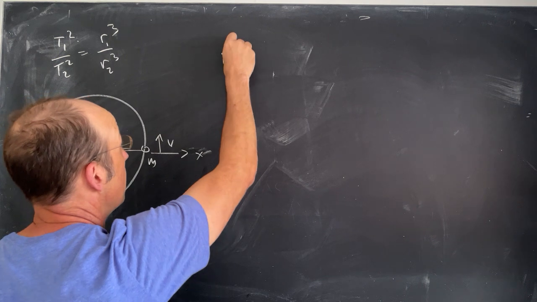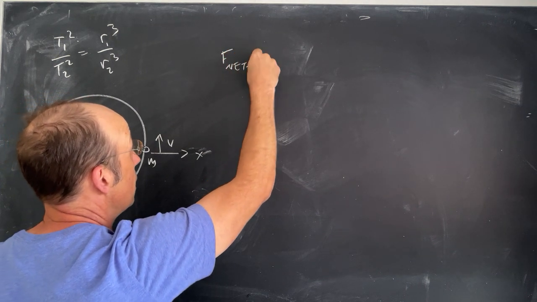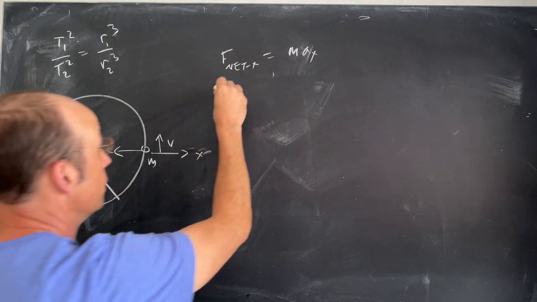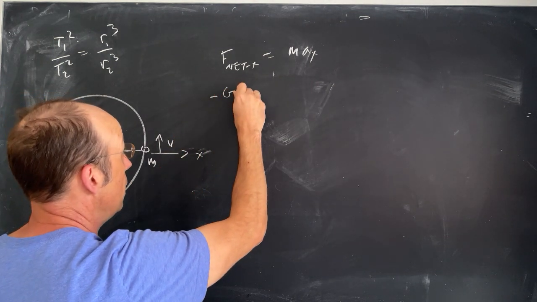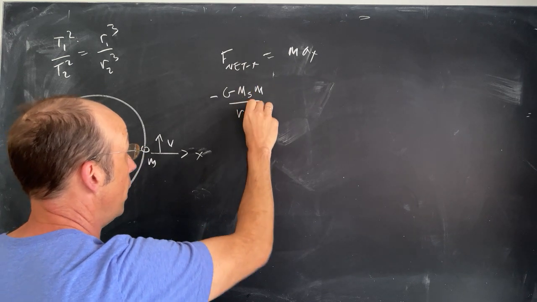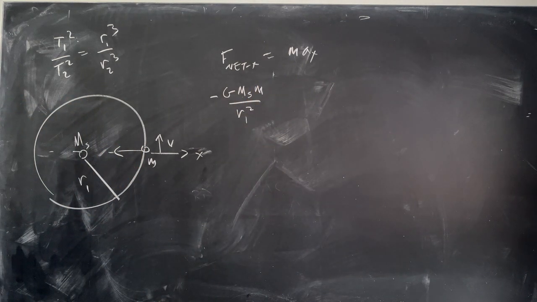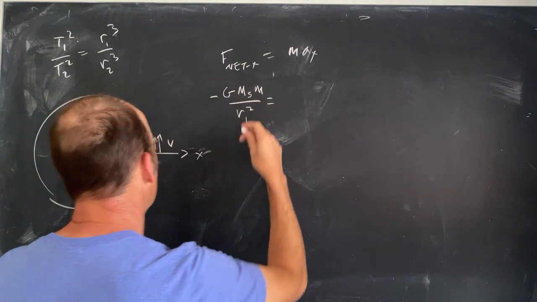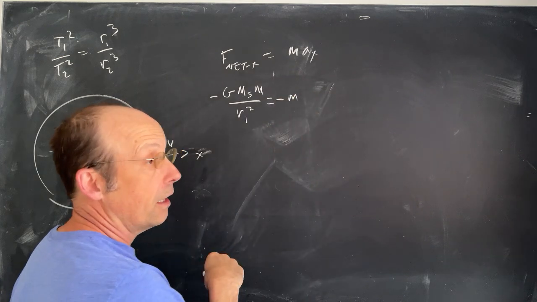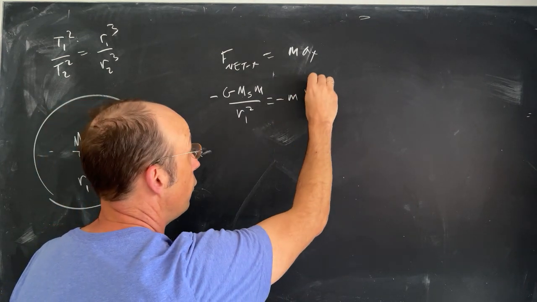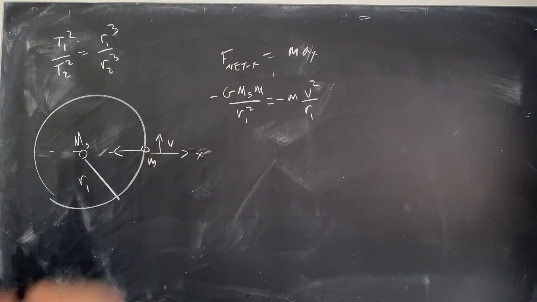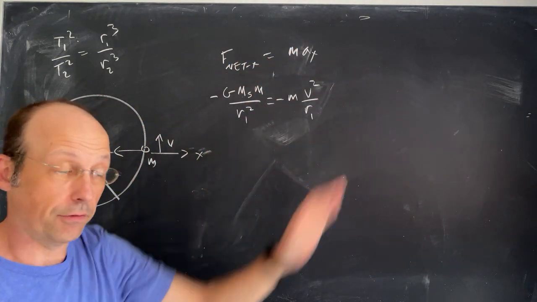So I can say this, F net x equals m a x, right? And then the net force is going to be negative G, mass of the sun, mass of the planet, over r1 squared. That's the gravitational force. I have to use the full gravitational force. And that's equal to the acceleration, which is also in the negative direction. And then it has a centripetal acceleration of v squared over r1. So there's my net force, mass times acceleration.